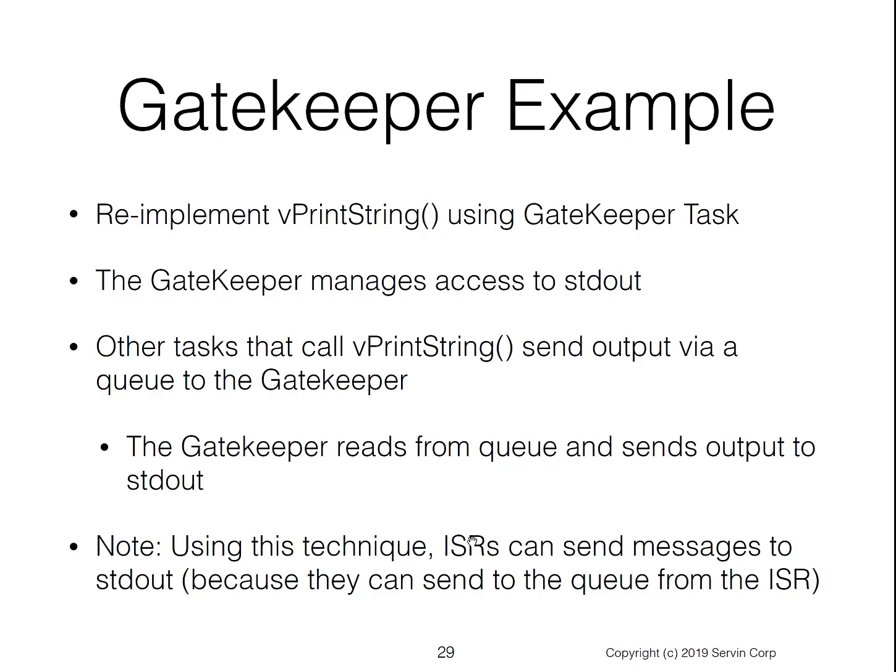Using this technique, your ISRs can send messages to standard out because they're sending it through the queue. So you actually pick up a bonus on this, because the ISR can send messages to the queue, and assuming there's space in the queue, it would go in there, and then we can do prints from an ISR if they're from the gatekeeper task. The ISR itself could never do a print string because there's the chance the print string would block.